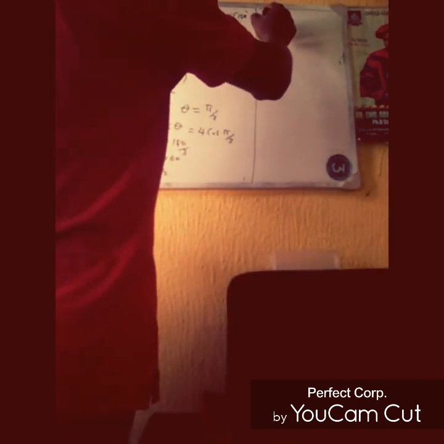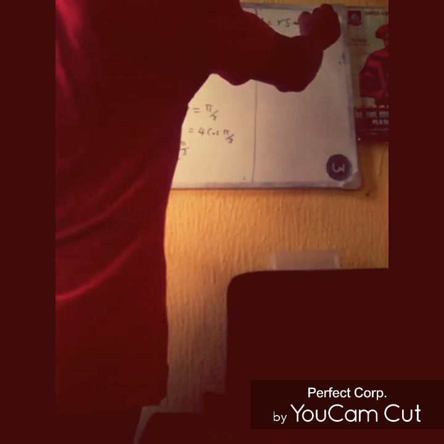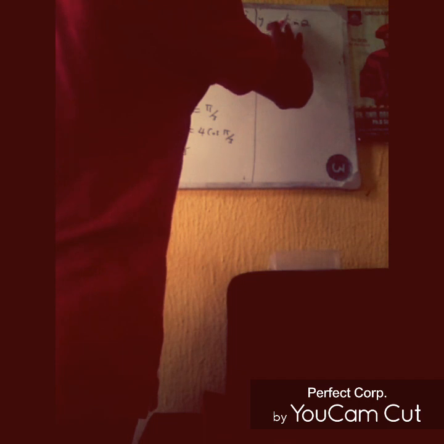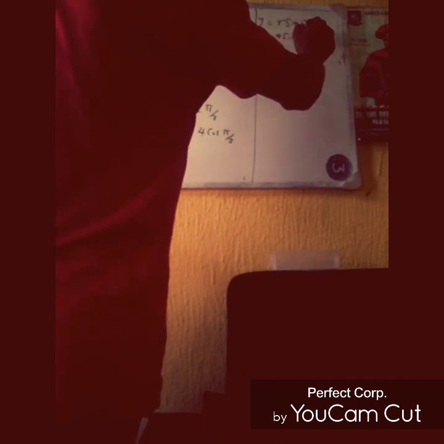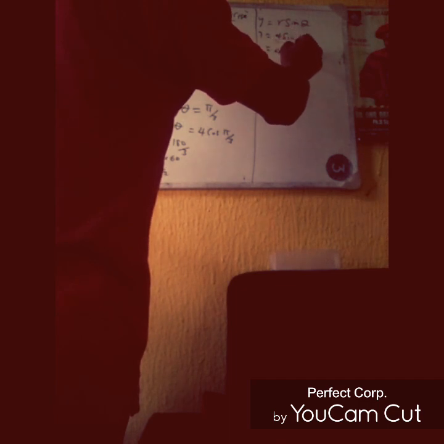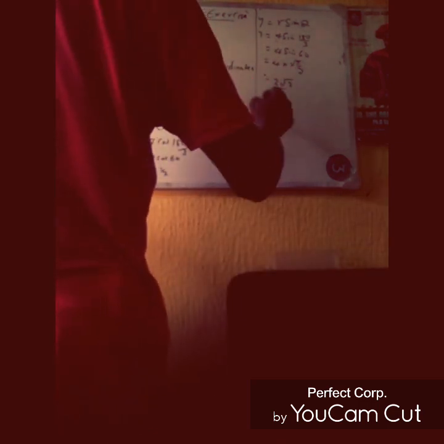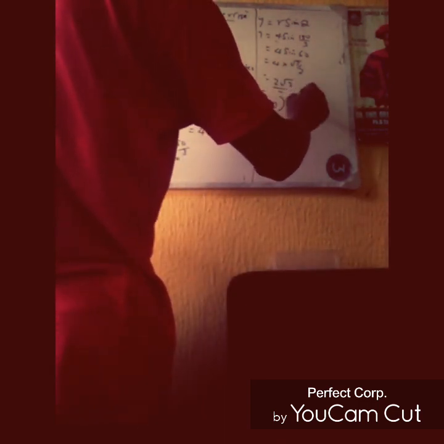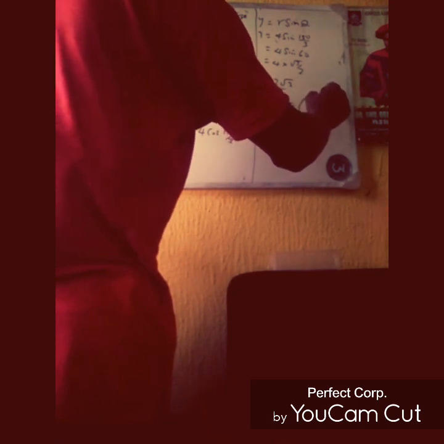Now y will be equal to r sine theta, which will be equal to 4 sine of 180 all over 3. This will be equal to 4 sine 60, and that will be 4 times root 3 over 2. Sine 60 is root 3 over 2, and that will be equal to 2 root 3. So the Cartesian coordinate of this polar coordinate is given as (2, 2 root 3).